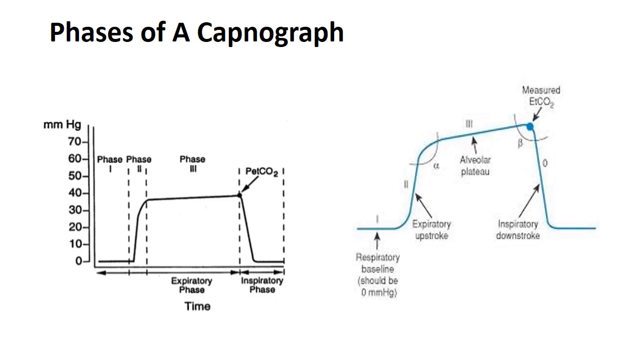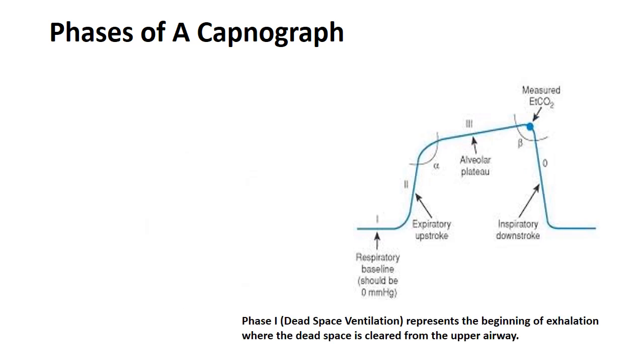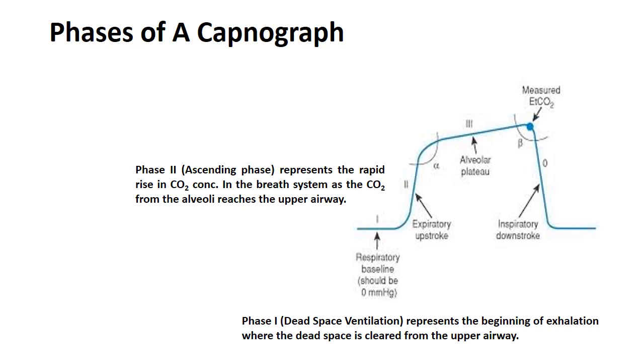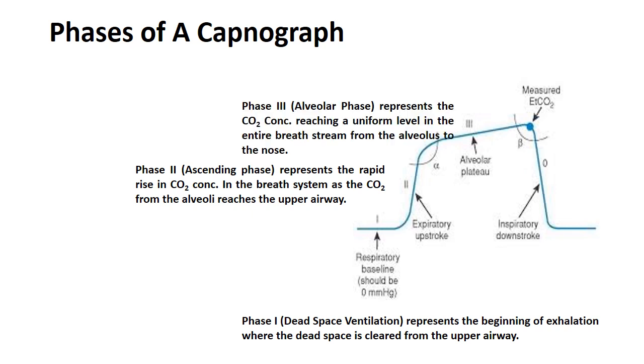Now coming to the phases of the capnograph. Phase 1 is dead space ventilation, which represents the beginning of exhalation where the dead space is cleared from the upper airway. Phase 2 is the ascending phase, which represents the rapid rise in CO2 concentration in the breath system as the CO2 from the alveoli reaches the upper airway.